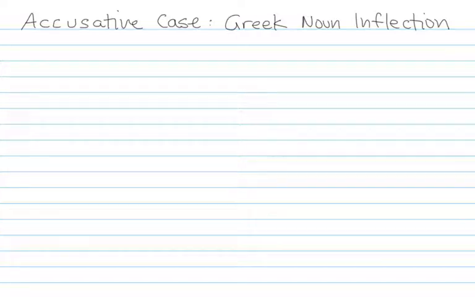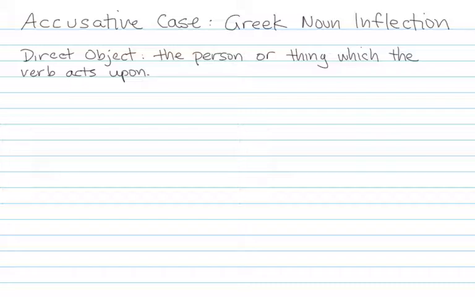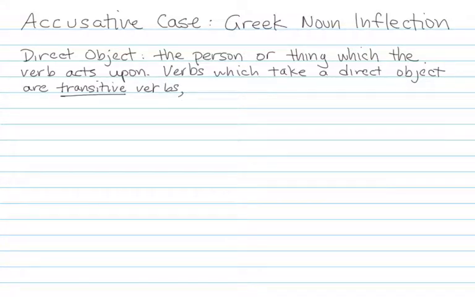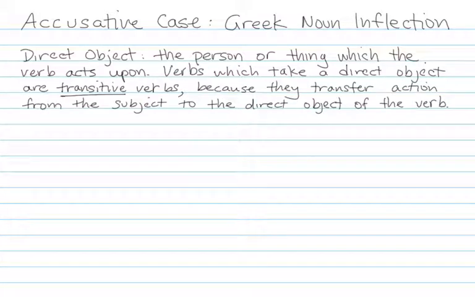So now let's look at what inflection means for accusative cases. The accusative case is used for the direct object of the verb, which is the person or thing which the verb acts upon. If a verb takes a direct object, it's called a transitive verb. Transitive means it transfers the action from the subject to the direct object of the verb.